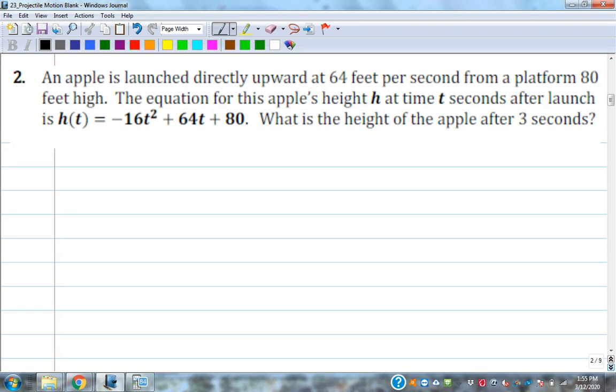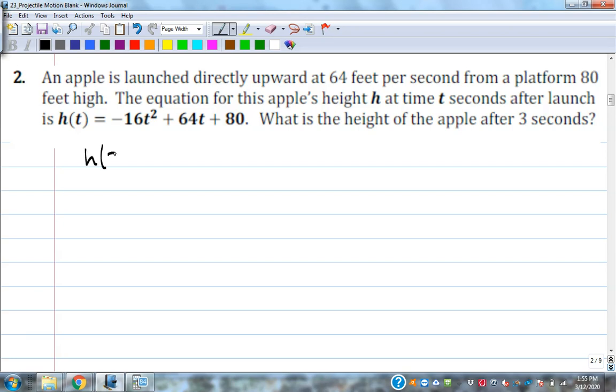So what's the 3? It's just how many seconds it's traveled. So where does it go in the equation? In the place of t. It's a time, right? So we're going to plug in. We want to know what's the height after 3 seconds. So all we're going to do is plug in 3 for t and work it out. That's all we're having to do with this one. That's not bad at all.